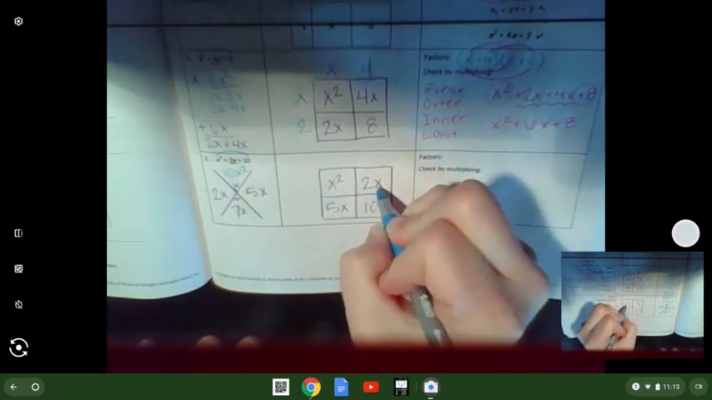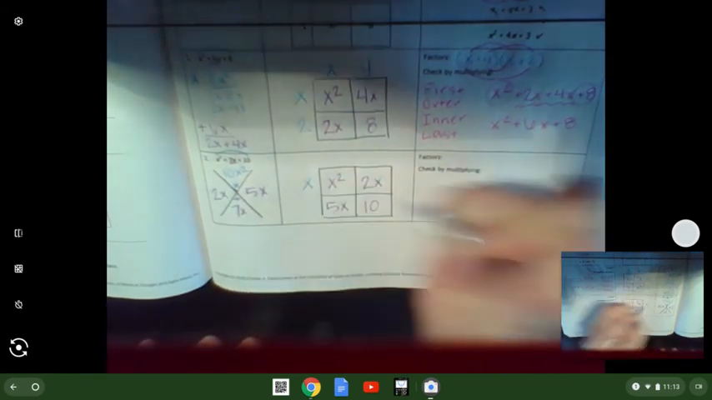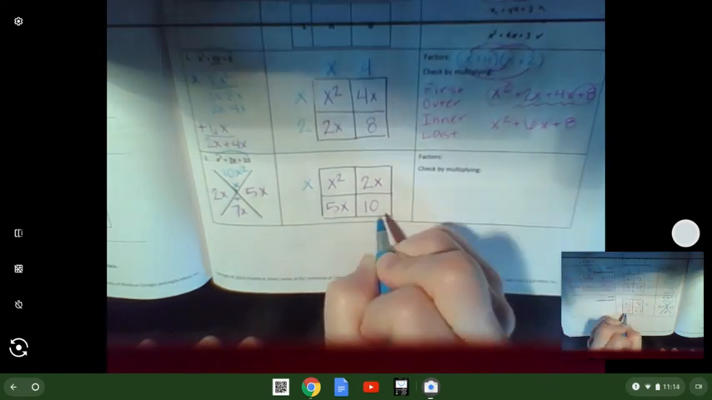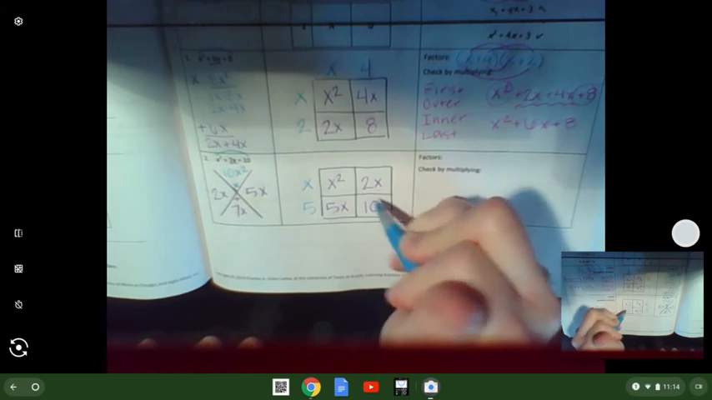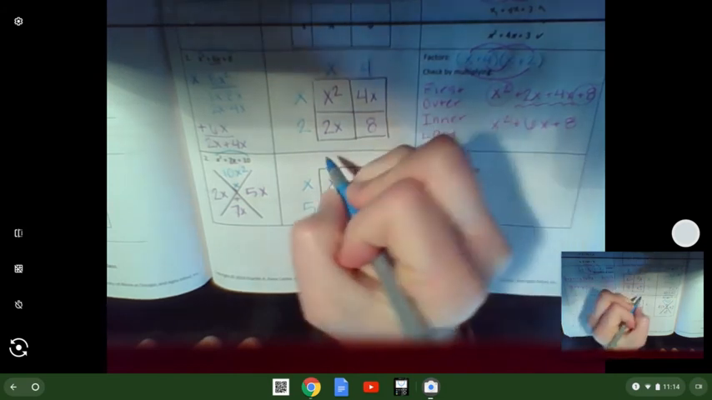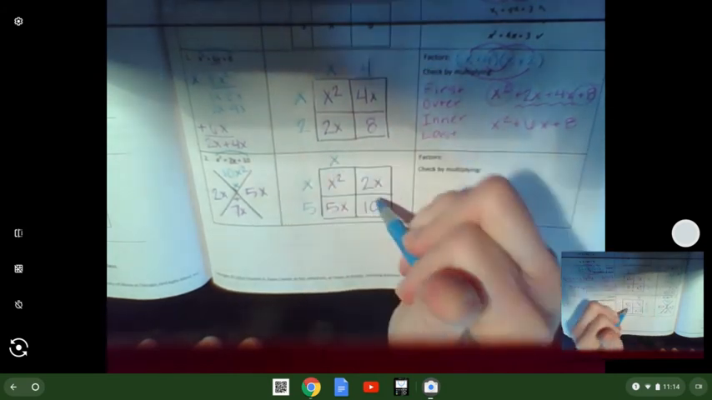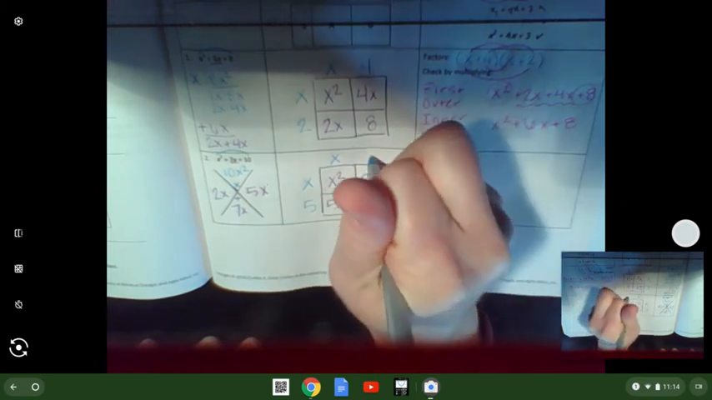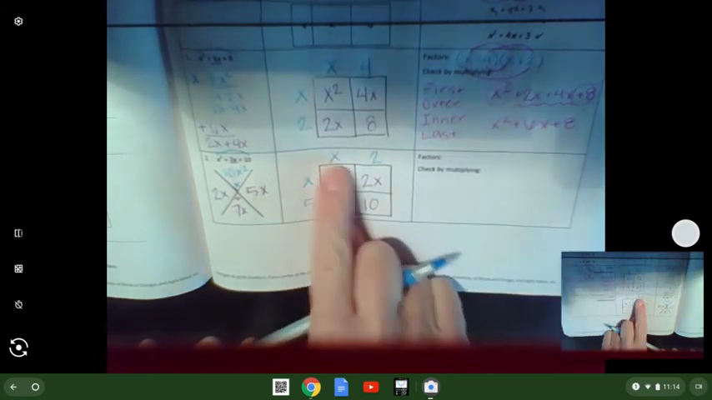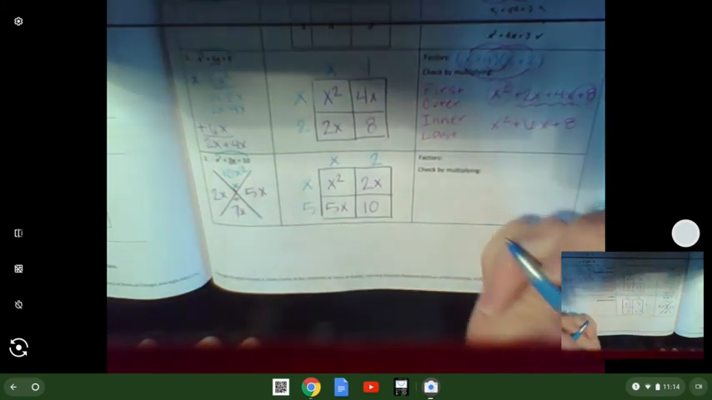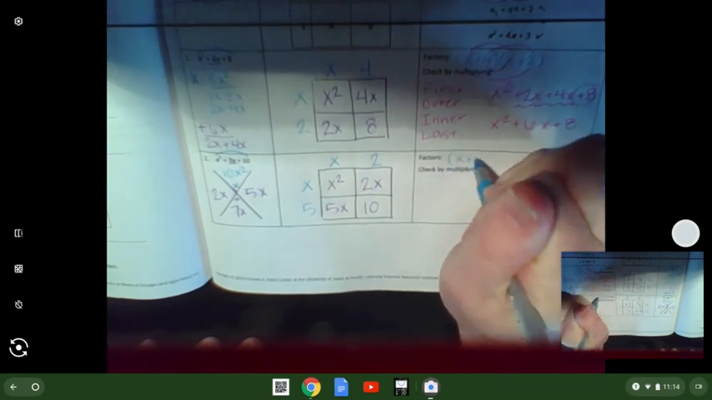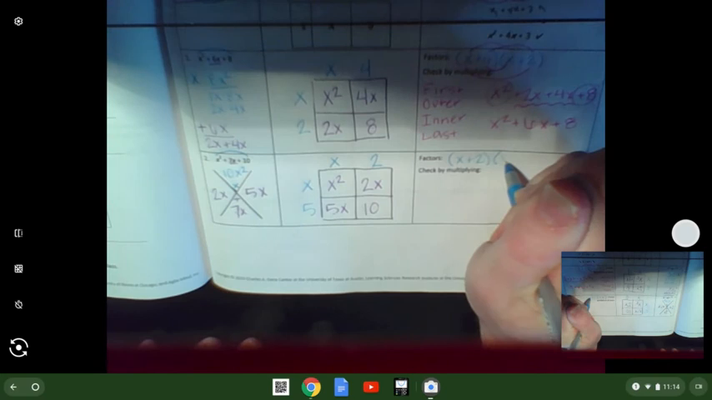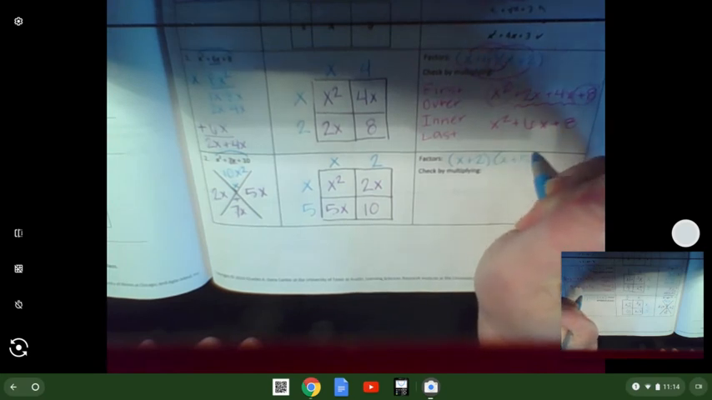So 2x and x squared have x in common. 5x and 10 are both divisible by 5. Looking at our rows, x squared and 5x are both divisible by x. 2x and 10 are both divisible by 2. Looking at the top and the side of my area model, my factors must be x plus 2 from the top and x plus 5 from the side.